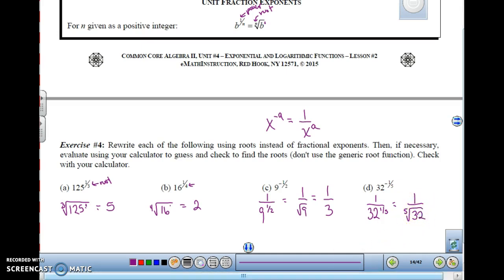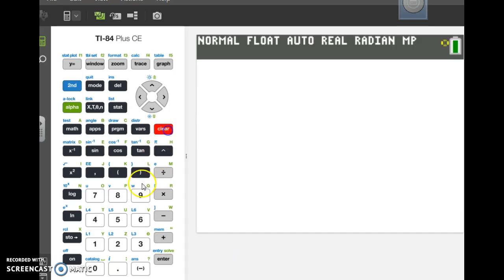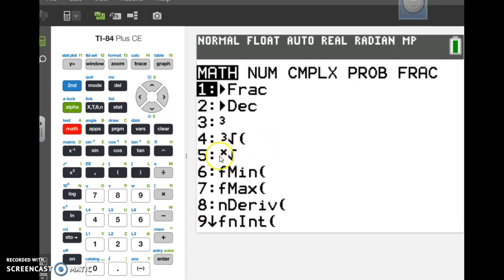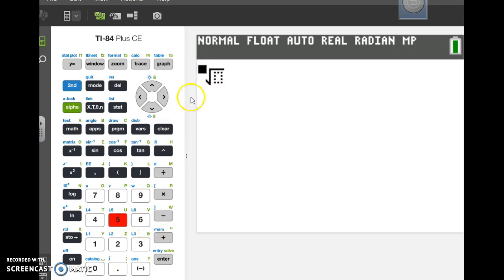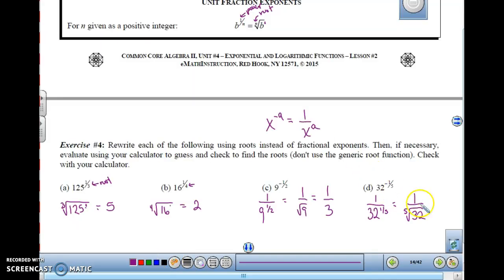Okay, so the 5th root of 32, again, hit your math key. You want to do the x root here, and then you have to enter your index of 5, and then 32 here, and that's also equal to 2. So this is going to be 1 over 2.